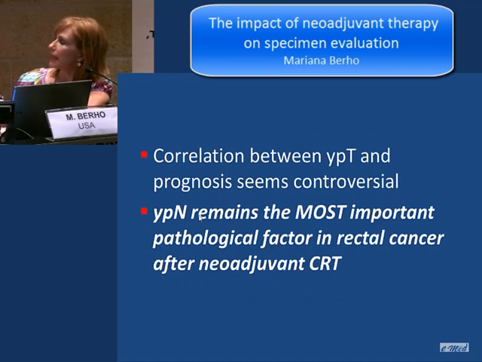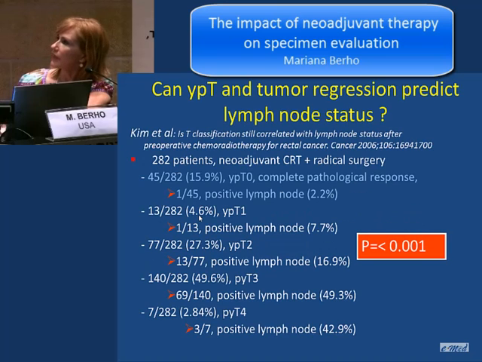So in terms of the ypT, there's still some controversy, but for sure, we know that the status of the lymph nodes after neoadjuvant chemoradiation still is the most important prognostic factor in these patients with rectal cancer. Now, what happens with the ypT is that most of the time it predicts the lymph node status. This has been shown in several studies, including ourselves.